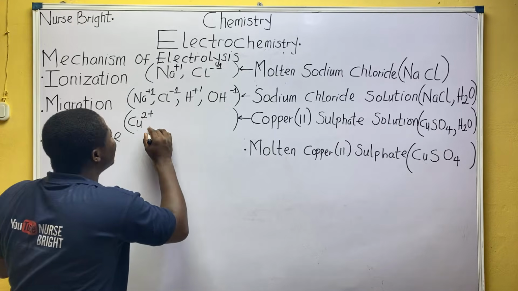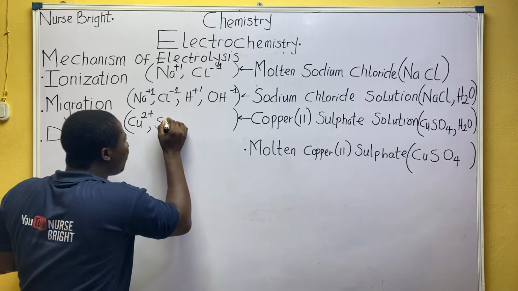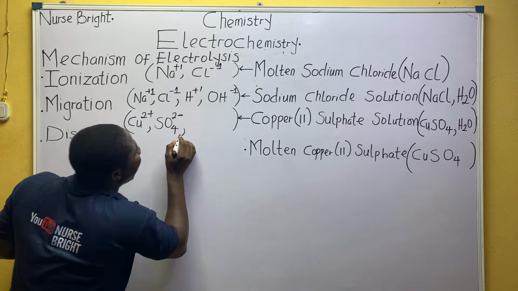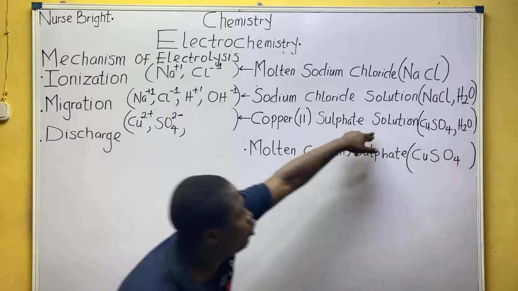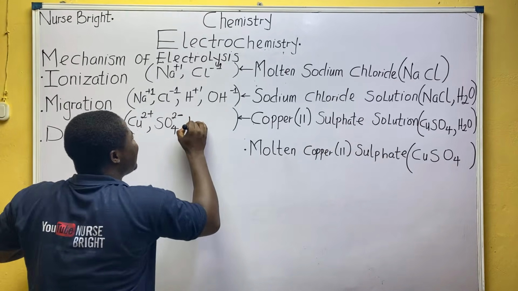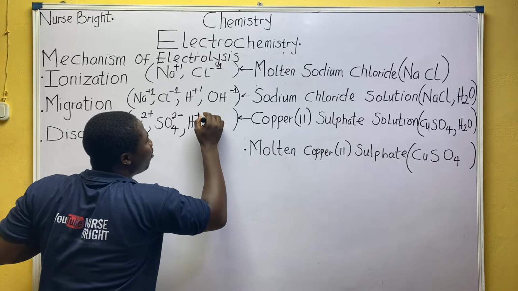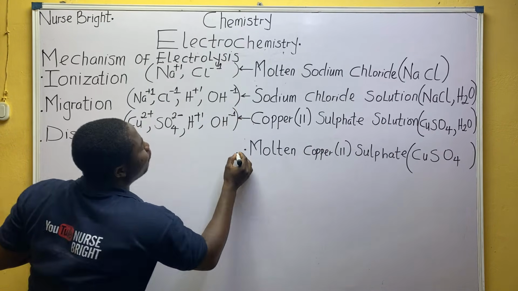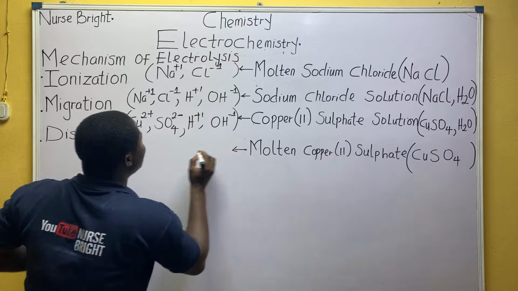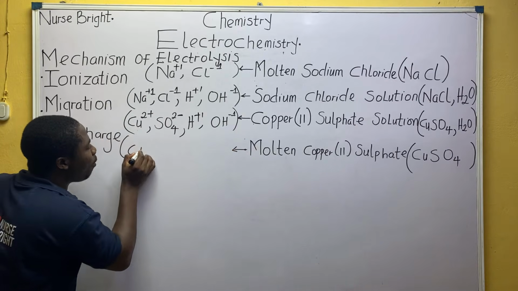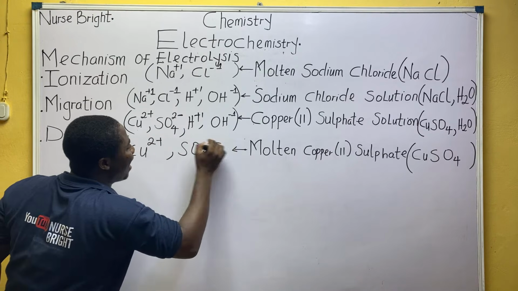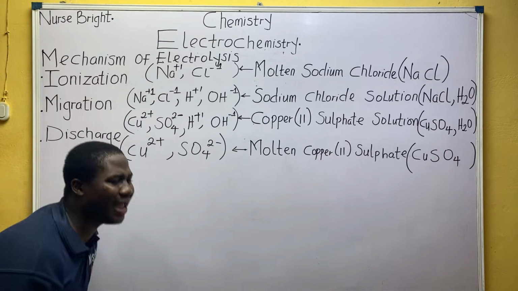And sulfate is SO4 2 minus. You must know. Sulfate is SO4 2 minus. And now, in solution form, class, it is H plus 1 and OH minus 1. Class, are you there? While for molten, it is simply just copper 2 plus and SO4 2 minus. Class, are you there?